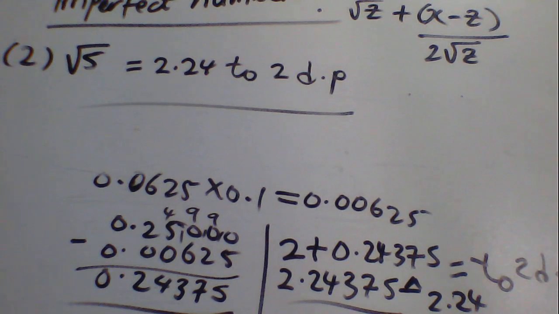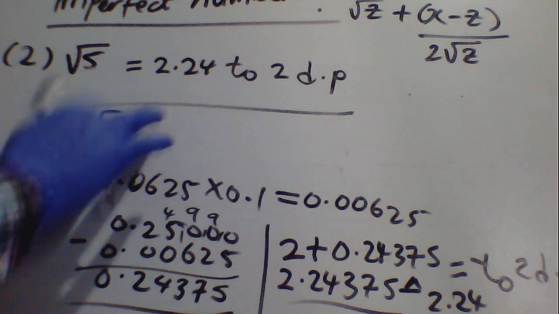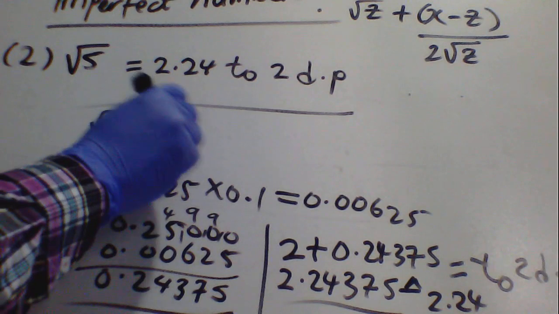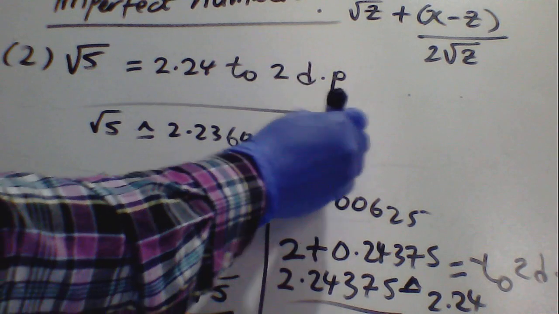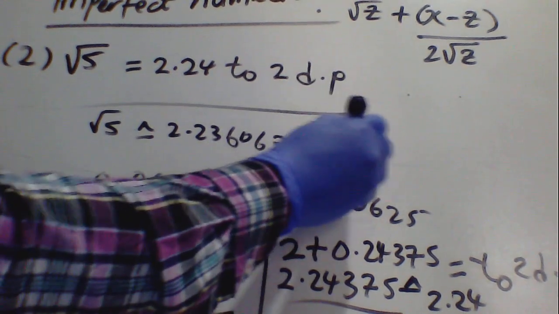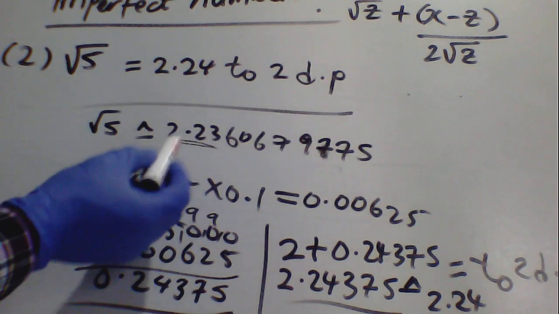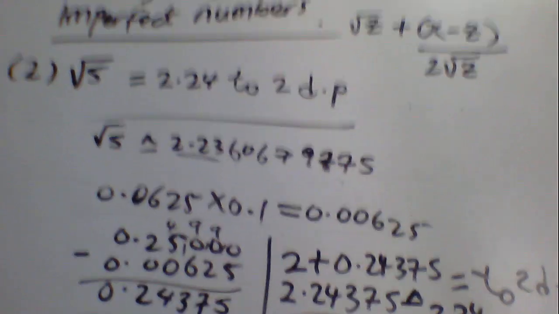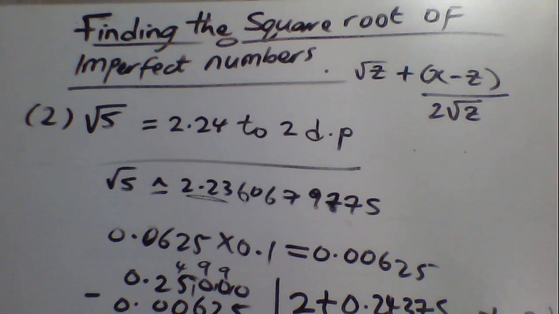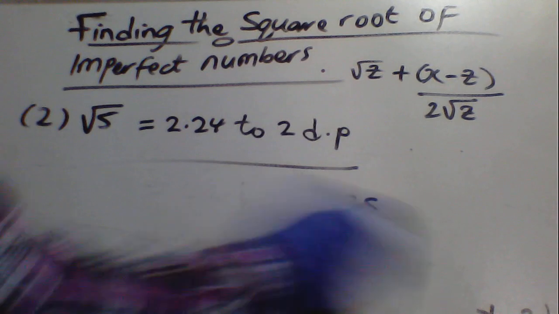From your calculator, you will get the square root of 5 is approximately equal to 2.23606799775. So when you approximate it to 2 decimal places, it will be 2.24, which is the correct approximation. Have any question? Let's look at another example, using this formula to find the square root of imperfect numbers.